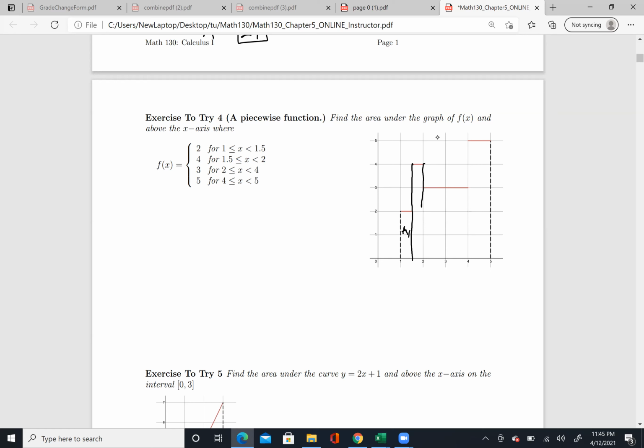So this line. Okay, so here is A2. A3 is from 2 to 4. And then A4 is from 4 to 5.